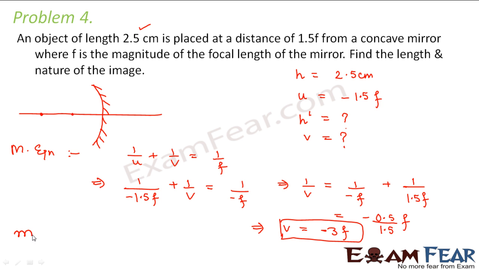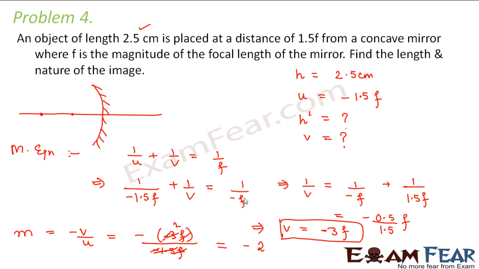Now using this image distance we can calculate magnification, which is defined as minus v by u. So magnification will be equal to minus 3f divided by u, which is minus 1.5f. So this minus will get cancelled. We get minus 2f, and f will also get cancelled. So magnification is minus 2.